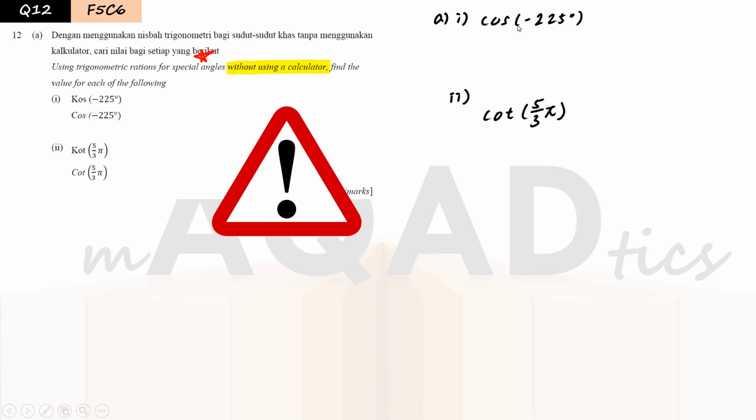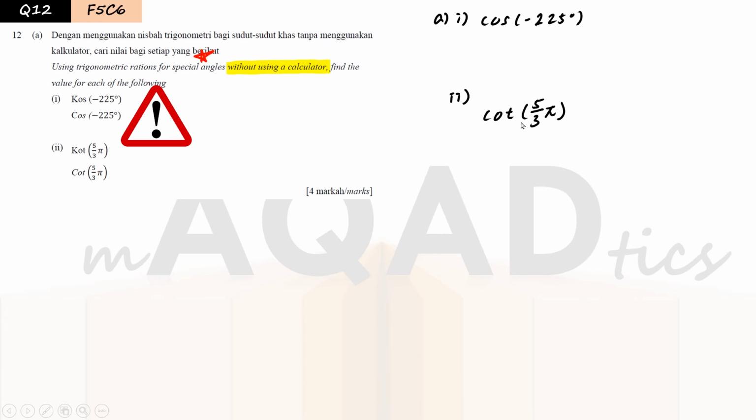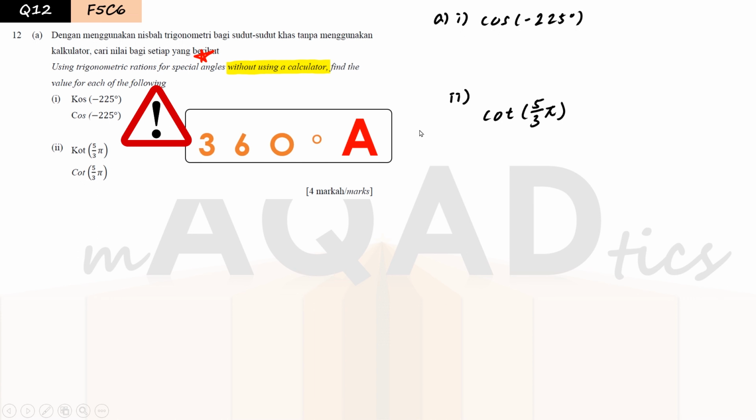So without using a calculator, how are we going to find the values? For this kind of question, let me introduce you to this method, which is called the 360 degrees A method. For this method, it will be split into two parts. The first part is the 360 degrees, and the second part is the big A here. Let's focus on the first part, which is the 360 degrees here.